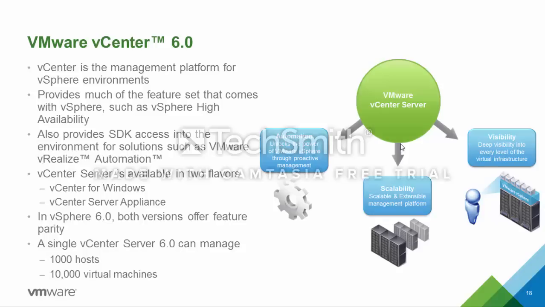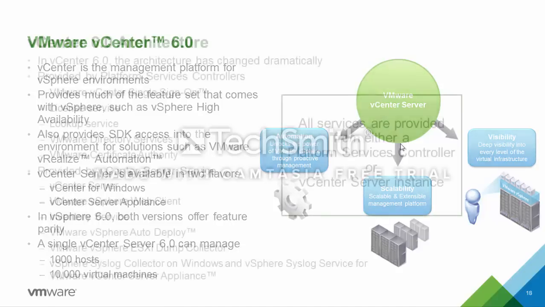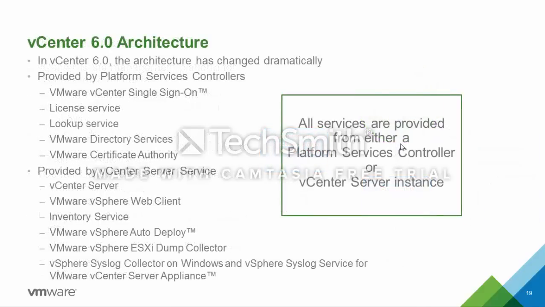A single vCenter server can manage up to 1,000 hosts and 10,000 virtual machines as an ultimate limit. Now, we're not just limited to a single vCenter. Of course, we can have multiple vCenters in large enterprises. This is quite common when we're running desktop-based solutions, virtual desktop solutions. So we can link these vCenters together and expand and grow the quantities of hosts and virtual machines in that context.